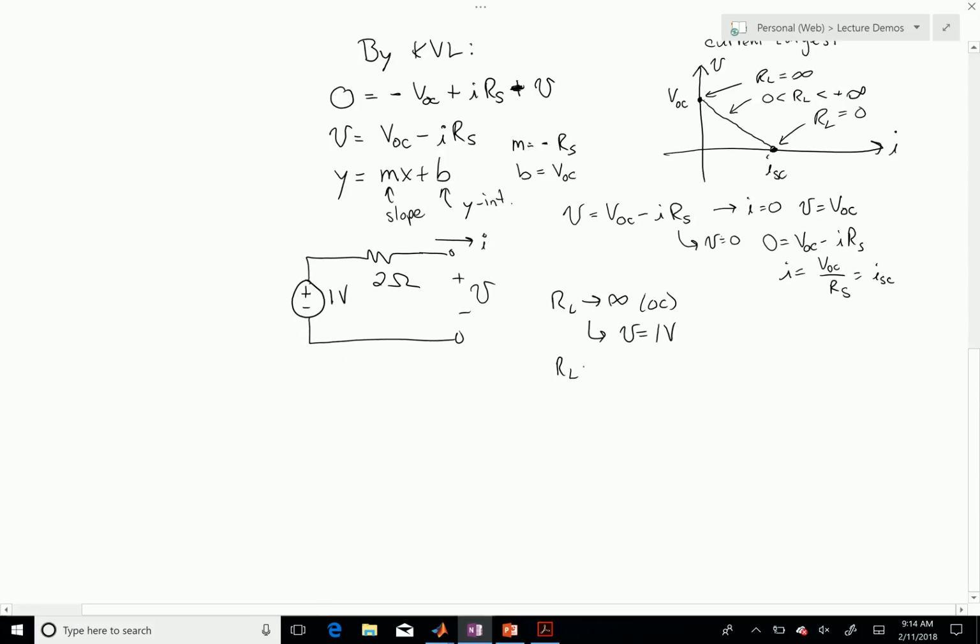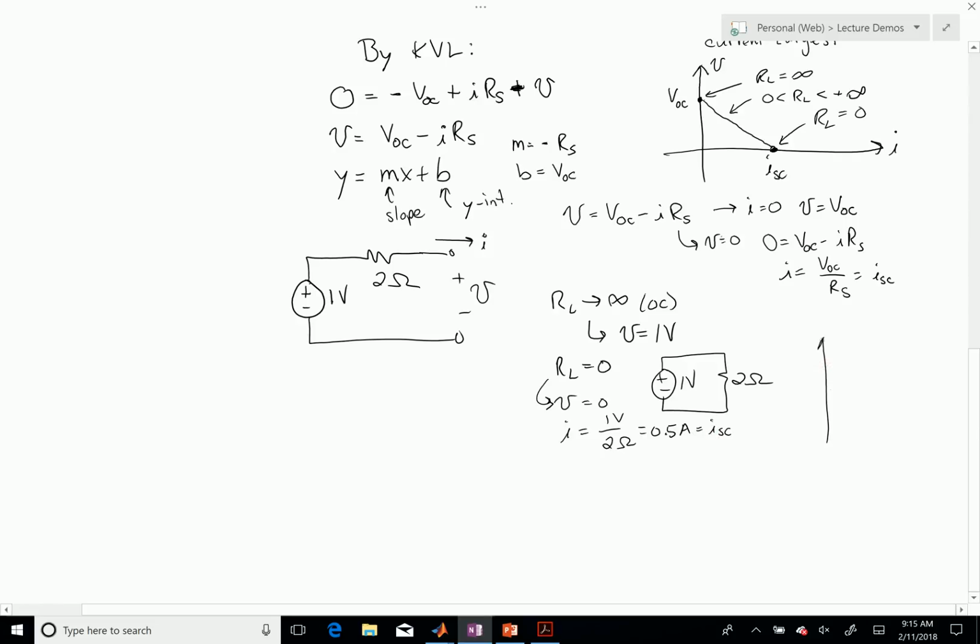Similarly, if RL is equal to 0, the circuit is just simply 1 volt, 2 ohms. And so V in this case equals 0, and I equals essentially just the open circuit voltage divided by the internal resistance. So 1 volt divided by 2 ohms, or half an amp. So this is the highest possible current. This is our short circuit current.